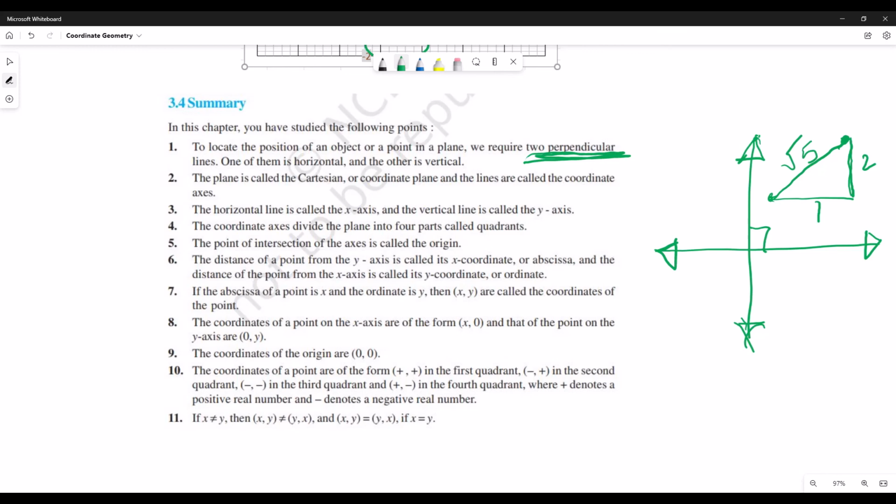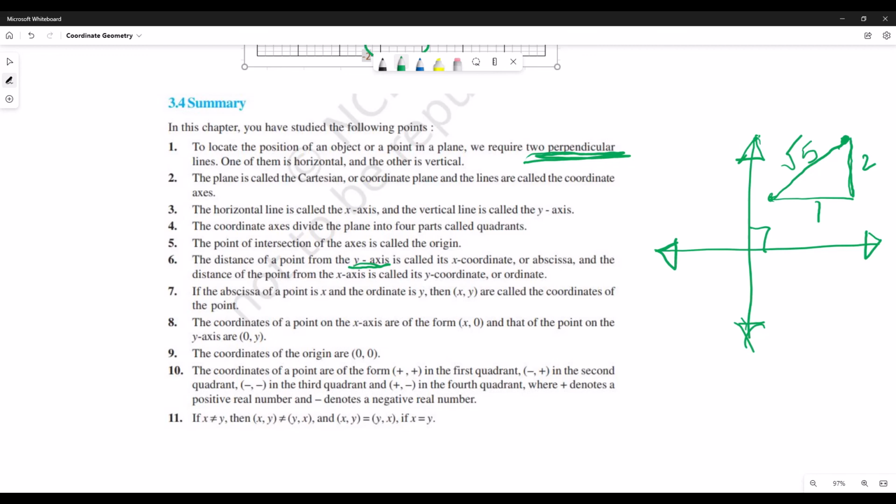The distance of a point from the y-axis is called the x-coordinate or abscissa, and the distance of the point from the x-axis is called the y-coordinate or ordinate. So this is what I was talking about. The distance of the point from the y-axis is the x-coordinate. You must understand this. Distance from the y-axis is the x-coordinate, right? So distance from the y-axis, or distance in the x direction, that is the same. Distance in the x direction or distance from the y-axis, and that is called abscissa.